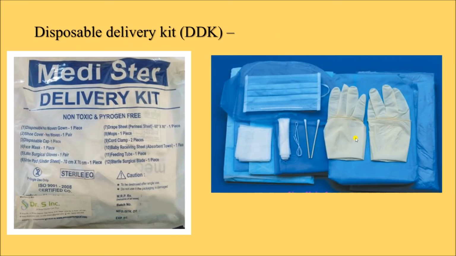This is a disposable delivery kit, that is DDK, which is provided to the trained DIs or whoever is conducting the home deliveries. So you can see there is a pair of gloves. This is the thread to tie the cord, gauze pieces, mask, maybe caps, surgical caps, gowns, etc. All these things are present in the disposable delivery kit. Also, here you can see the list of the things which are present in the kit.